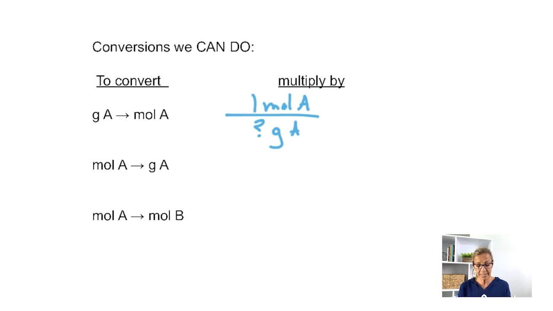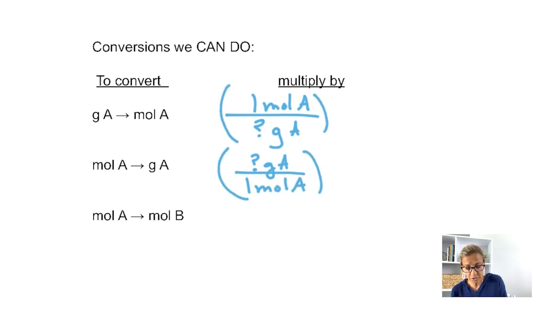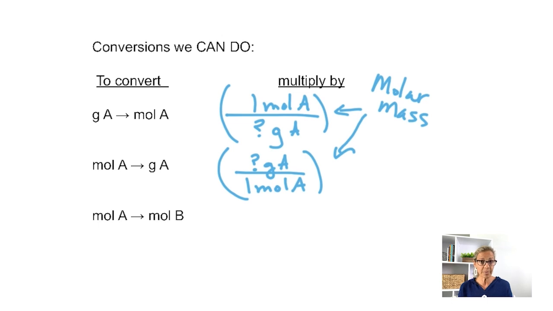Now, I'm going to use that same relationship to convert from moles of A to grams of A. So in this case, I would multiply by grams of A per 1 mole of A. All right, so what are those two ratios? That is your good friend molar mass. And where does molar mass come from? Not from a chemical reaction. It comes from your periodic table, right? You know how to add up the molar masses of substances.